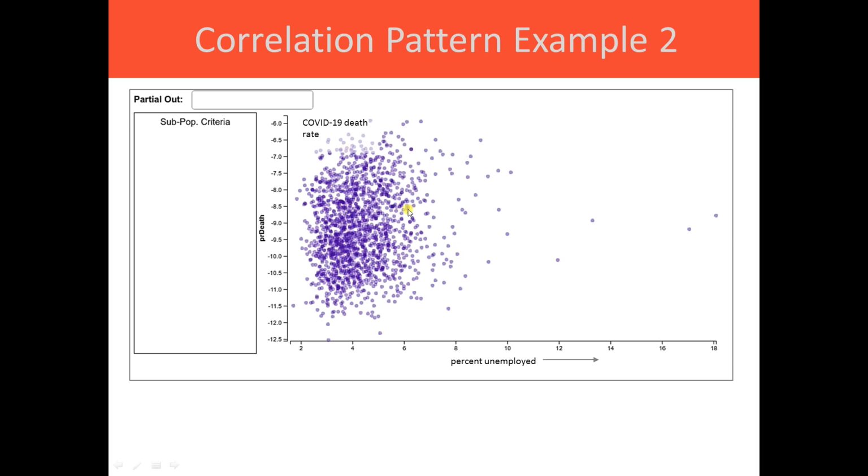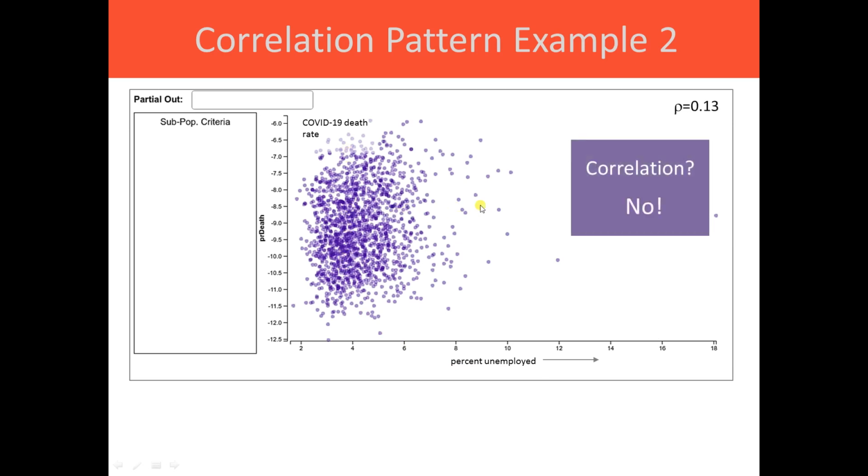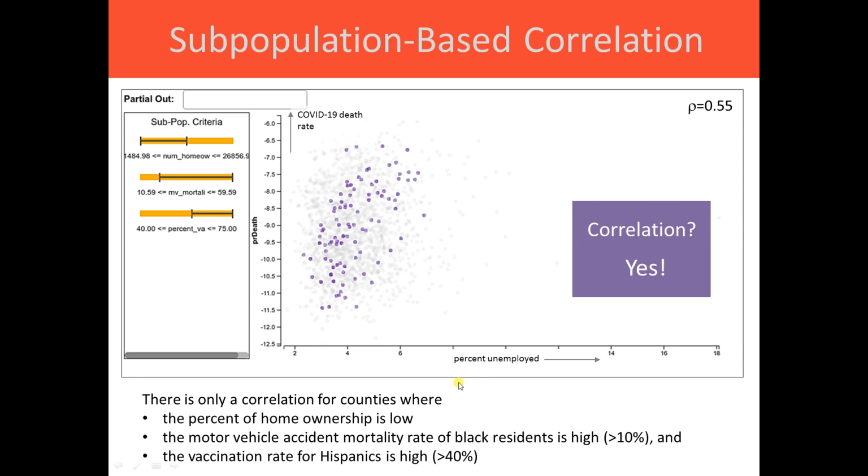Okay, so we'll see, there's not a lot of correlation here. It's like 0.13. So you may dismiss it and say, well, unemployment doesn't really matter, right? No matter how employed, if you're less employed or more employed, it doesn't matter. The COVID-19 death rate is not going to be driven by that. But if you hone in, if you restrict your correlation to particular subsets of counties, like a subpopulation of counties, you'll see there's a correlation here, 0.55.